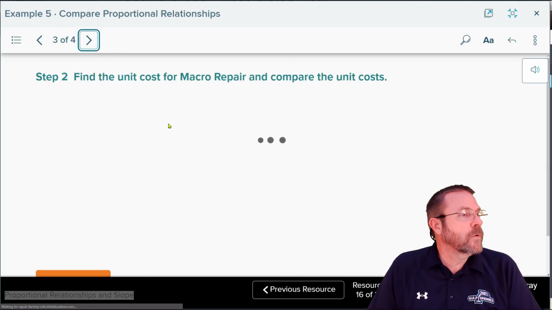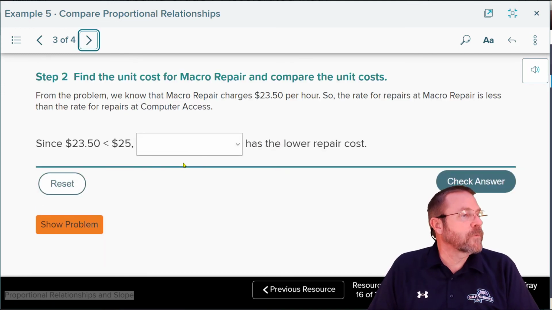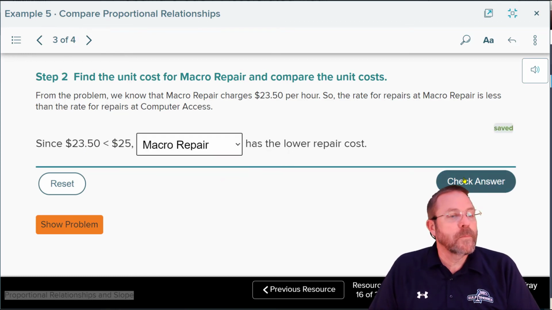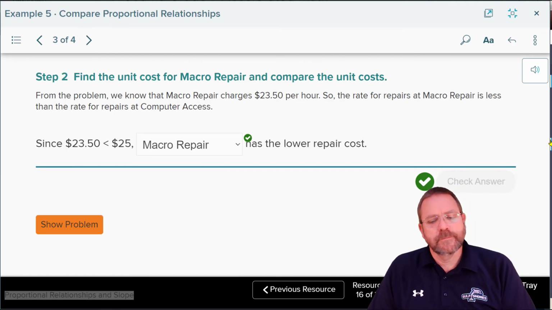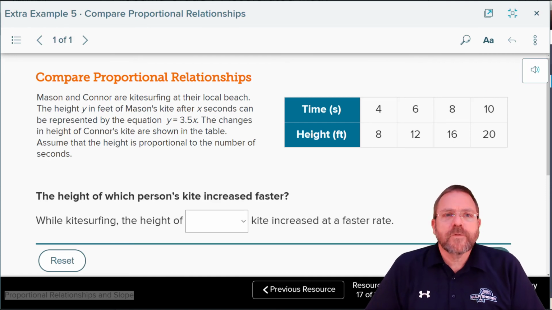Now, if we go to Marco Repair, $23.50 is going to be less than $25, so Marco has a cheaper price. But just remember, just because it's cheaper doesn't mean it's a better deal. Extra example 5 is our last problem for this lesson, so go ahead and pause the video and work on it.